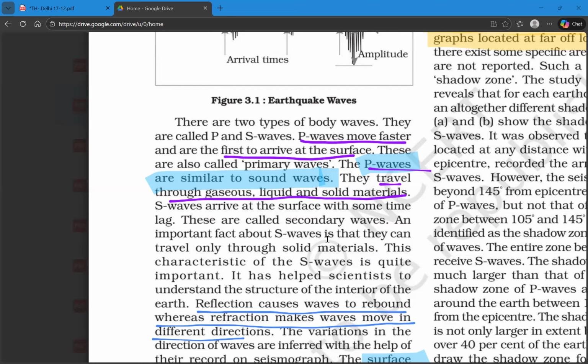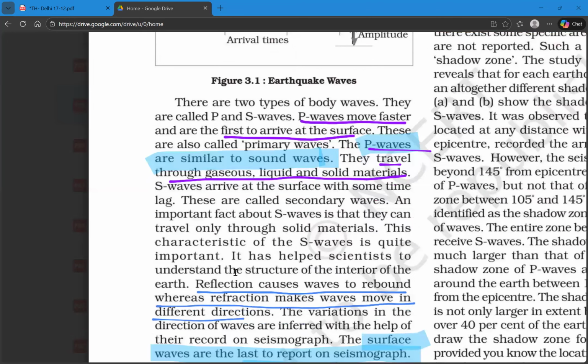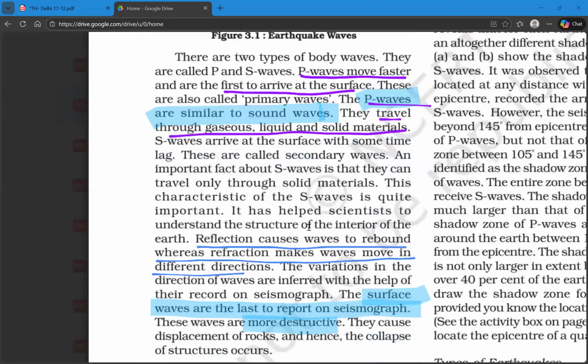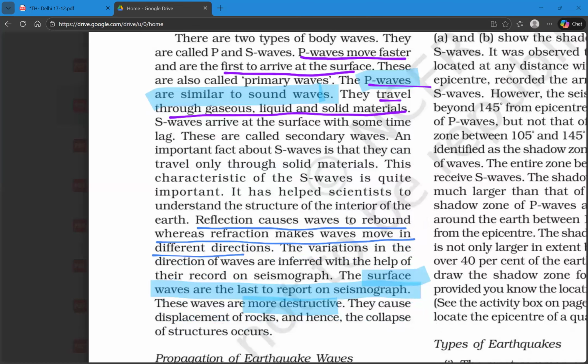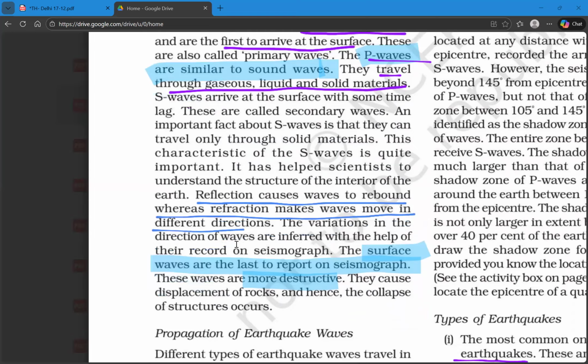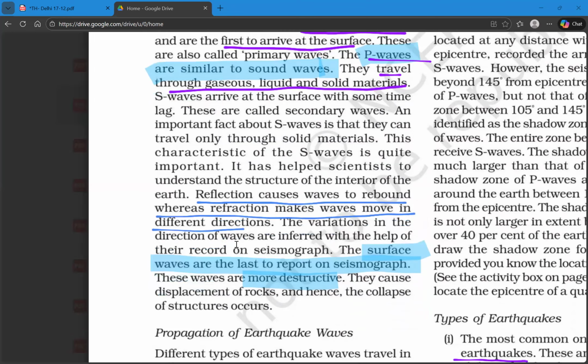This characteristic of the S waves is quite important. Why? Because it has helped scientists to understand the structure of the interior of the earth. Reflection causes waves to rebound, whereas refraction makes waves move in different directions. This variation in the direction of waves is inferred with the help of the record on seismograph, and the surface waves are the last to be reported on seismograph. The surface waves are more destructive and they cause displacement of rocks, hence the collapse of structures occurs.